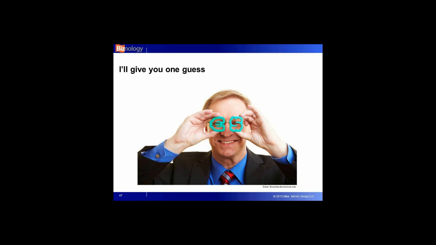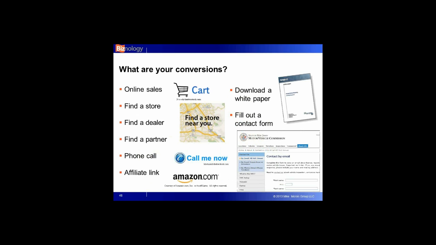We have to start with the analytics that really prove what the value is of the marketing that we do. So the first place to start with that is by examining what your conversions are. So what are the things on your website that you are trying to get people to do?